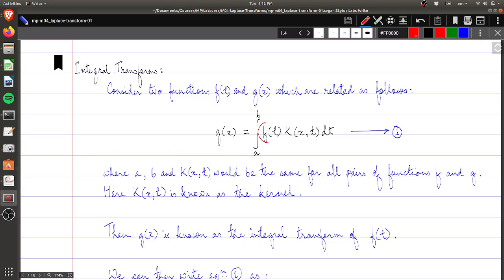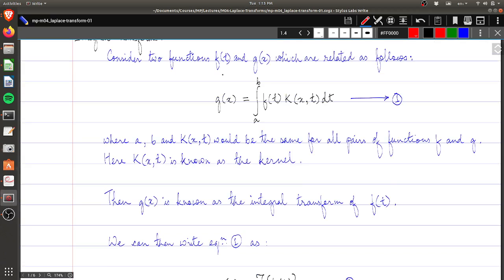Remember, once again we have two functions. One is a function of t, another is a function of x. So there are two independent variables, t and x. These two independent variables, x and t, we bring together in one function, and I call it the kernel function, and we refer to it as k. And you can see one more thing in this integral: it's a definite integral because there is a lower limit and an upper limit.